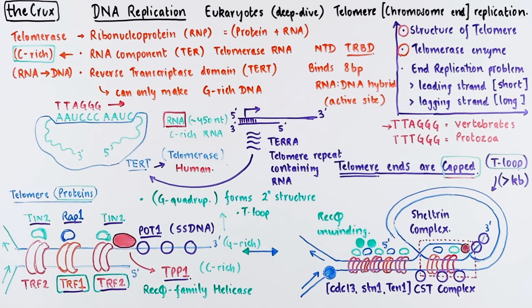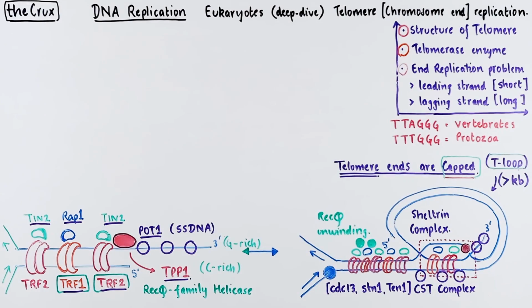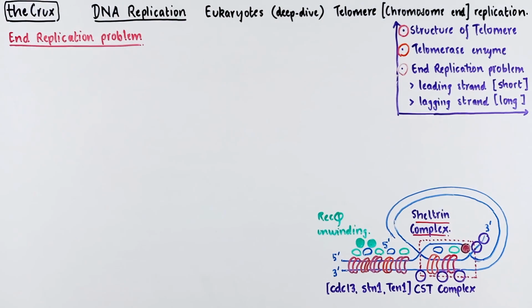Now that we've covered the fundamentals, let's discuss the end replication problem. It's important to address a common misconception that traditional textbooks often present, which can be misleading and confusing when it comes to telomere replication. Contrary to popular belief, telomere replication is not solely an issue of the lagging strand.